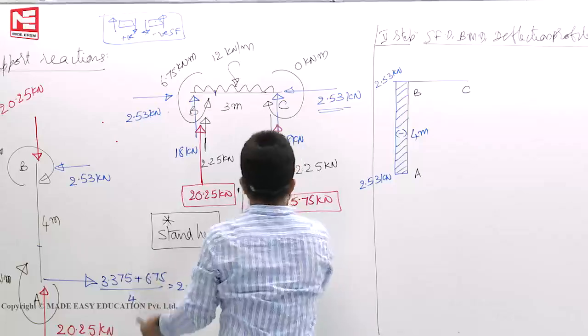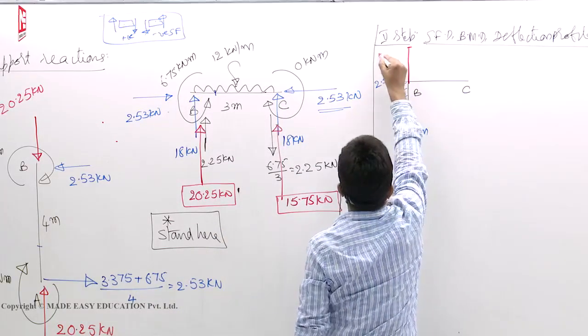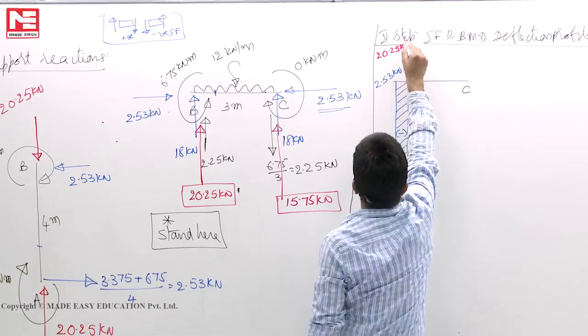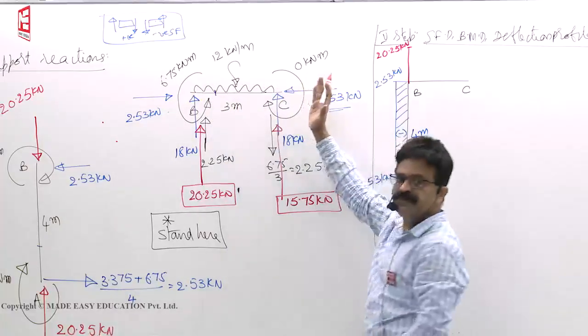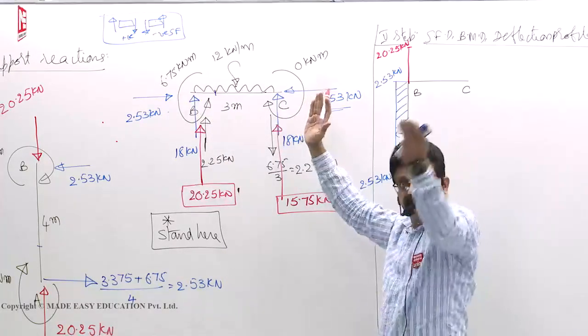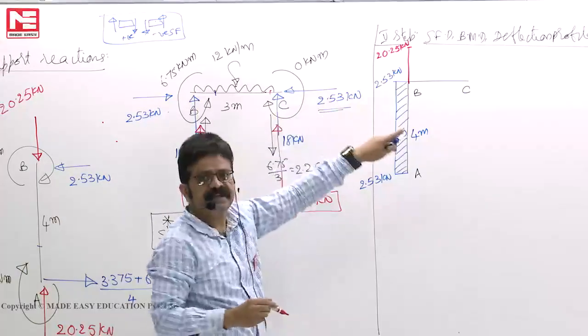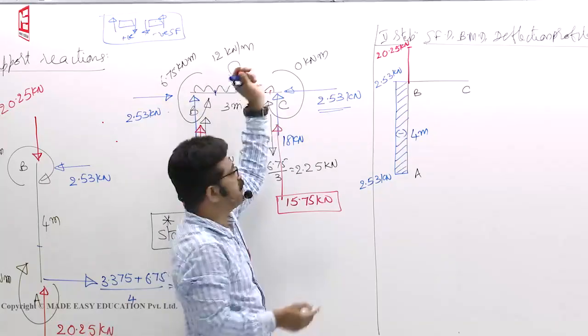So first you show that 20.25. This value is 20.25. Next, when UDL is there, till the end of UDL you have to travel. Then it varies linearly. Now here, don't cross the C, you will again fall down. So just to the left side of C, stand there.